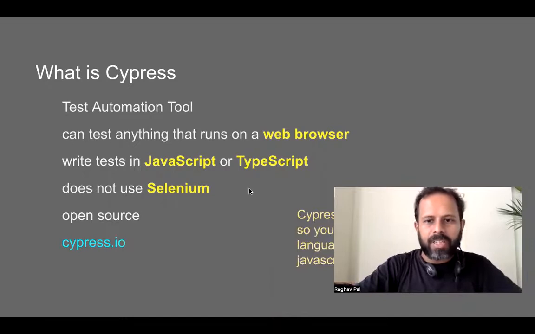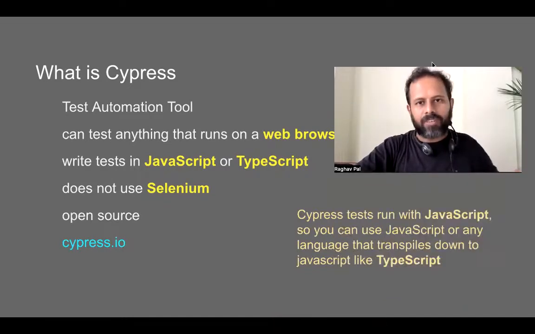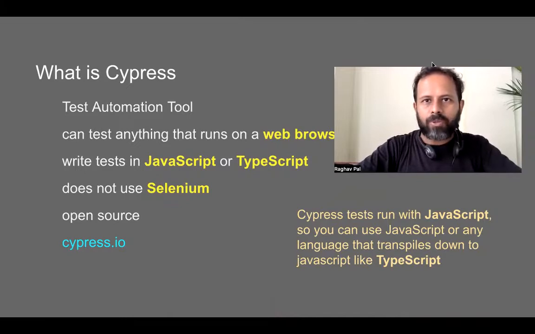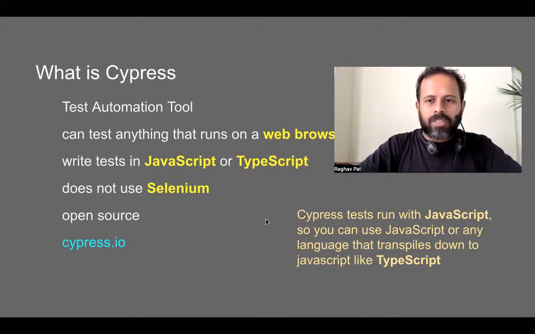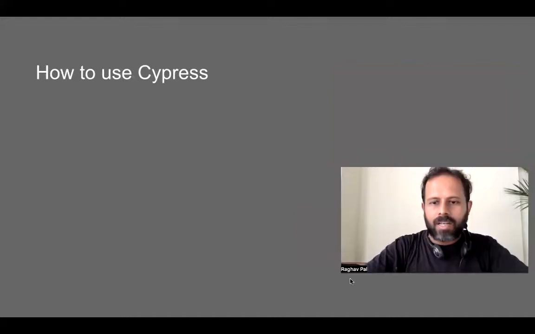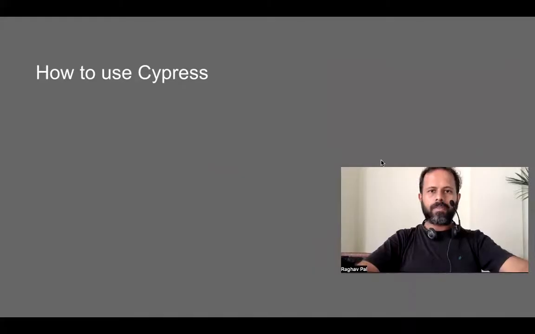So this is Cypress. And as I told you, Cypress tests run with JavaScript code. Any language that transpiles to JavaScript can be used. So you can directly use JavaScript, or you can use languages like TypeScript, which transpiles down to JavaScript. So this is Cypress. Let us now see how to use Cypress.